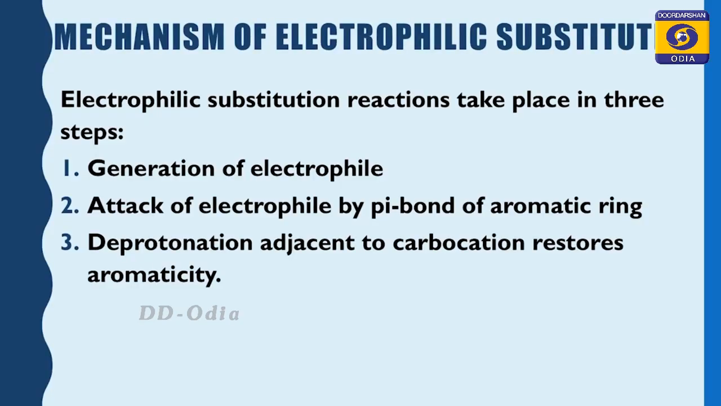Then, what is the mechanism of electrophilic substitution reaction? Previously also we had discussed some reactions regarding this. Still, I just want to recap your memory. The electrophilic substitution reaction takes place in 3 steps. The first is the generation of the electrophile, the second is the attack on the electrophile by the pi bond of the aromatic ring, and the third is the deprotonation adjacent to the carbocation, which restores aromaticity.